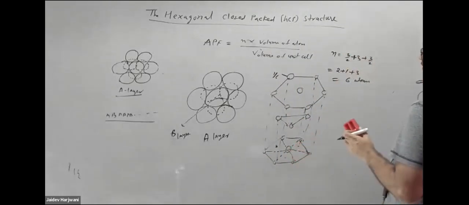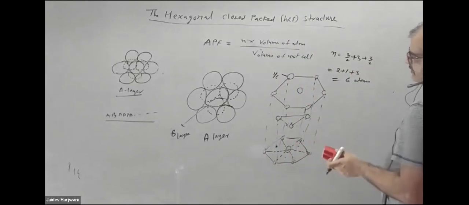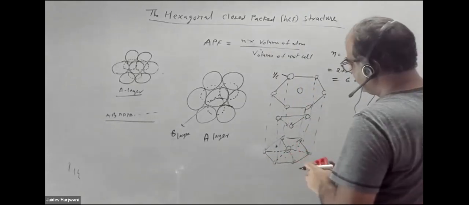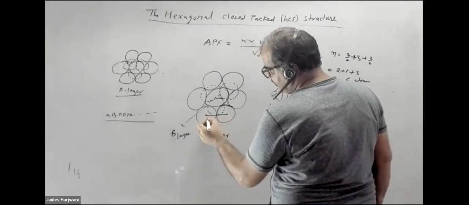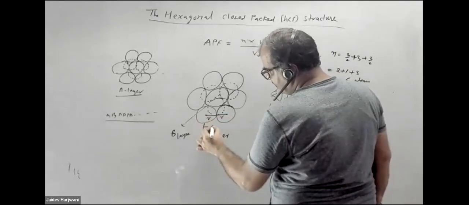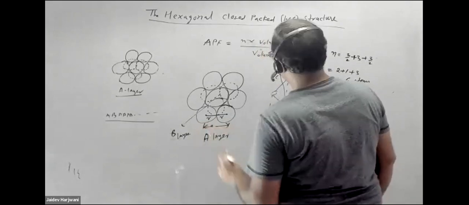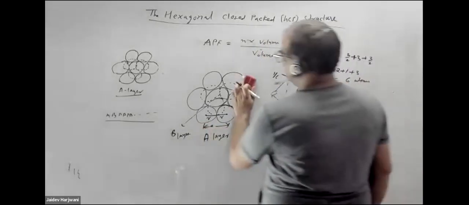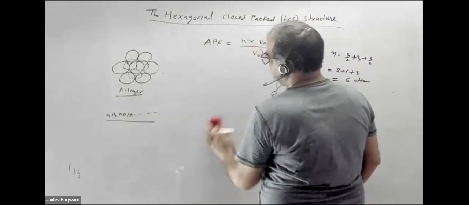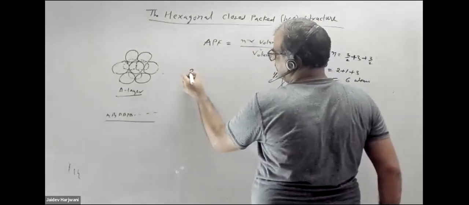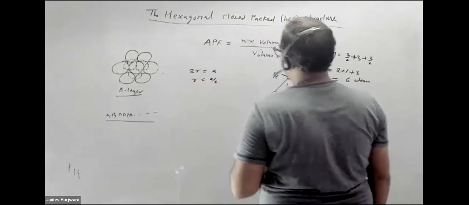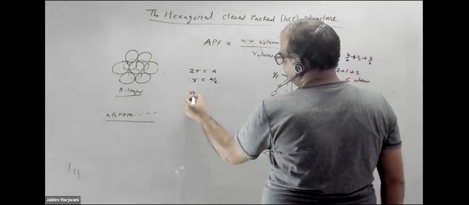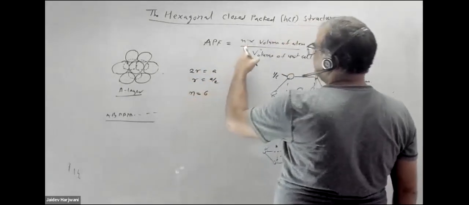Okay, now we have to calculate the volume of the unit cell. Now these atoms are touching each other. Okay, so this is R, and this is my lattice constant. We have the relation between these constants, so I can write 2R equal to A. So R is A/2. Okay, and the number of atoms we already calculated is 6. So I can calculate these things.